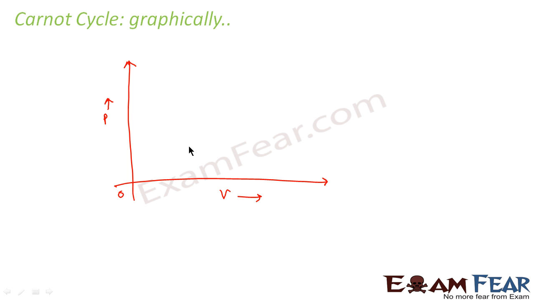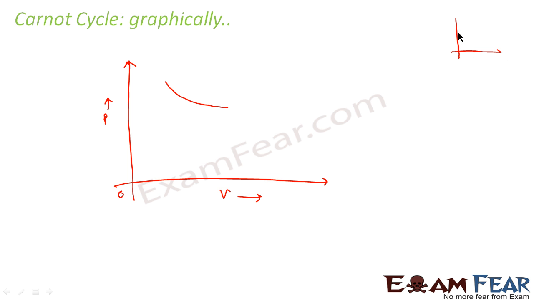Now let us see how we graphically describe the Carnot cycle. So we plot a graph between pressure and volume. Let us say this is pressure along the y-axis and the volume along the x-axis. What is the first process that takes place? The first process that takes place is an isothermal expansion. So an isothermal process is somewhat like this.